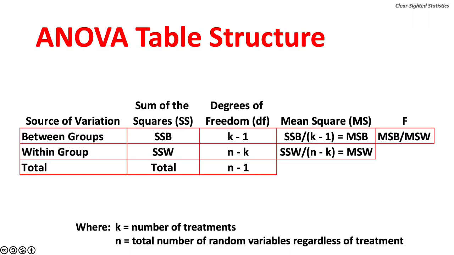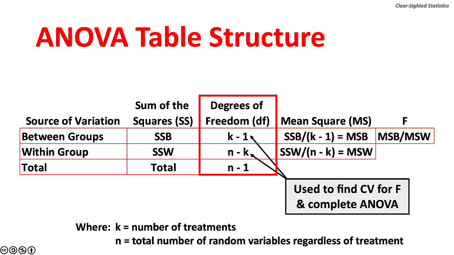How one-way ANOVA works. Here is the structure of the ANOVA table. On the left side of the ANOVA table, there are three sources of variation. 1. Between groups, or SSB. 2. Within groups, or SSW. And 3. Total. Moving one column to the right, there are three types of degrees of freedom.